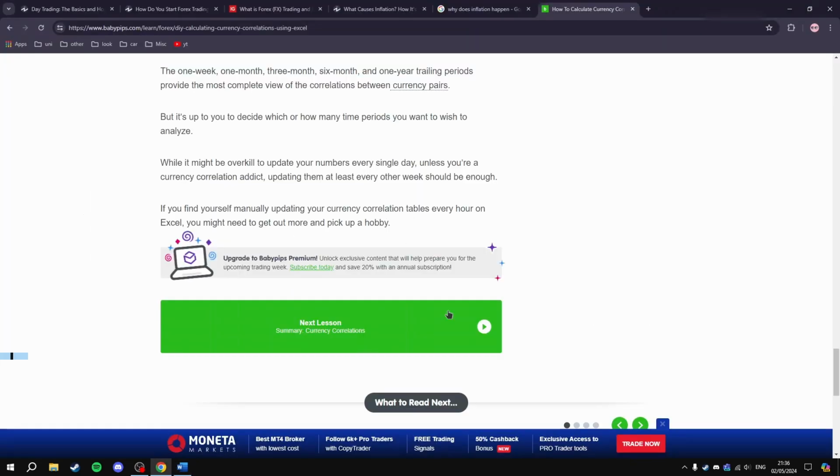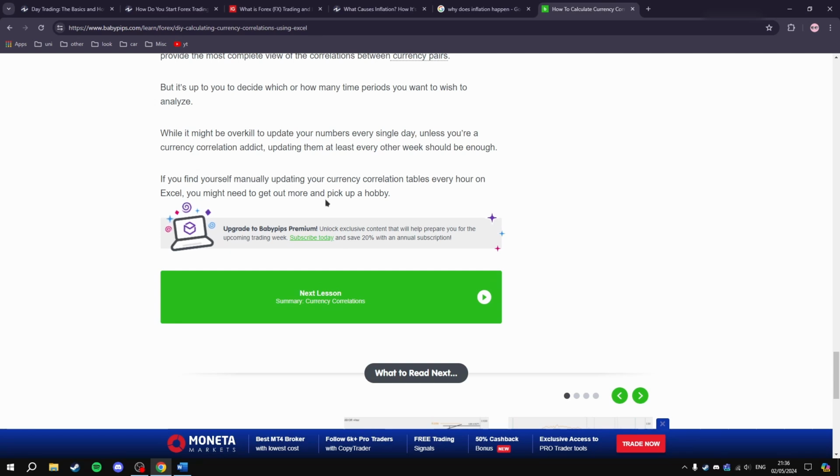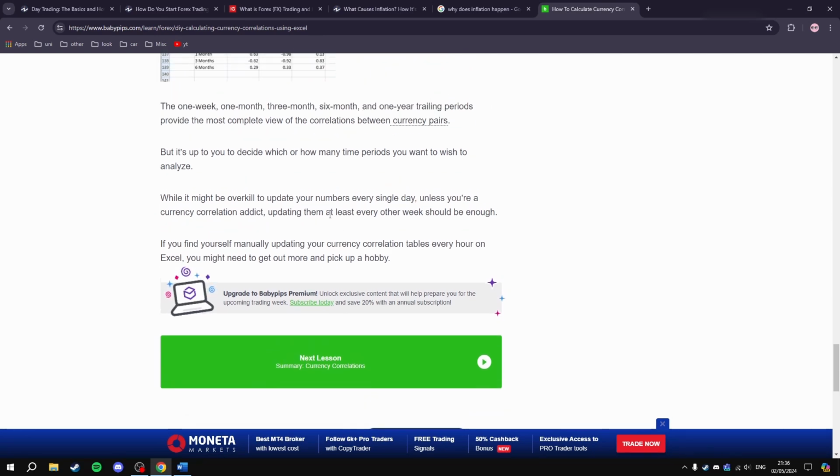But it's up to you to decide which or how many time periods you wish to analyze. While it might be overkill to update your numbers every single day, unless you're a currency correlation addict, updating them at least every other week should be enough. If you find yourself manually updating your currency correlation tables every hour on Excel, you might need to get out and pick a hobby.